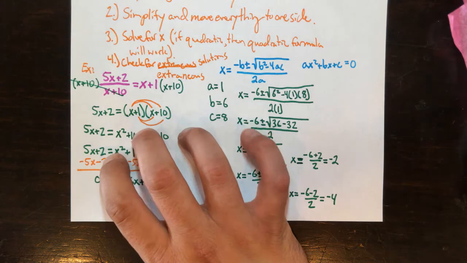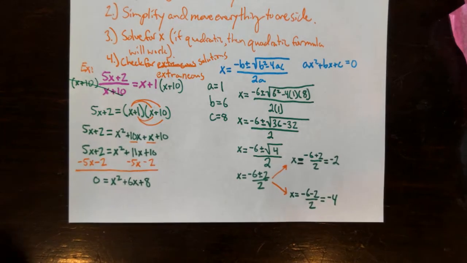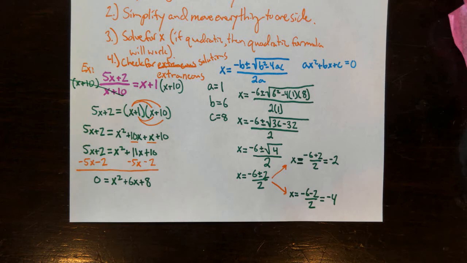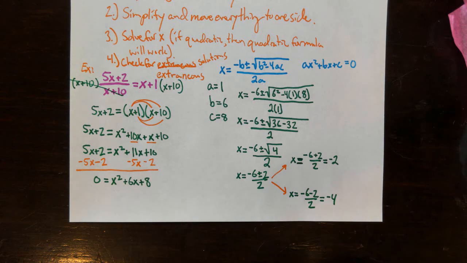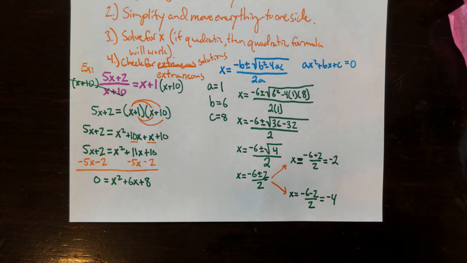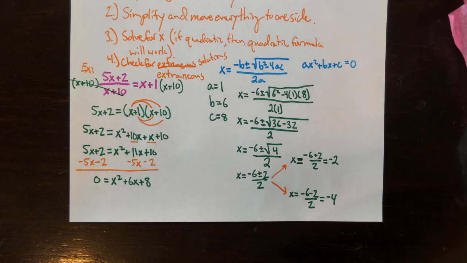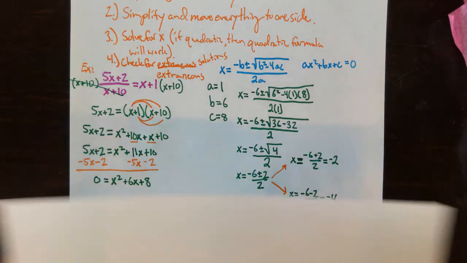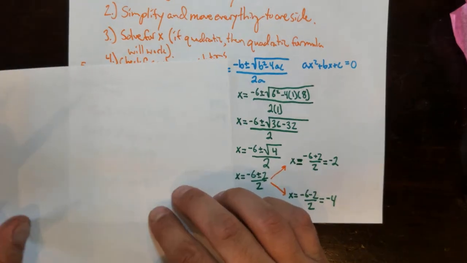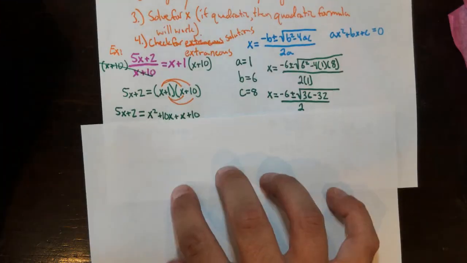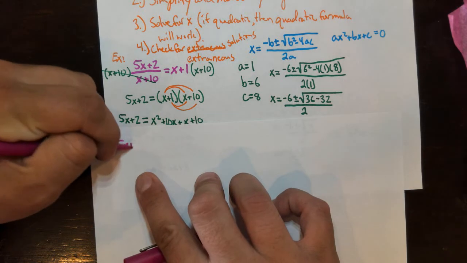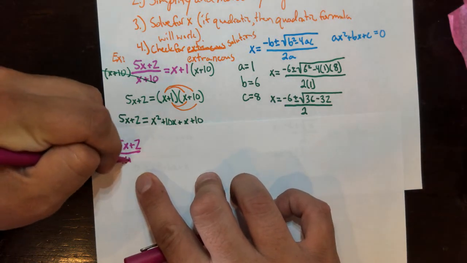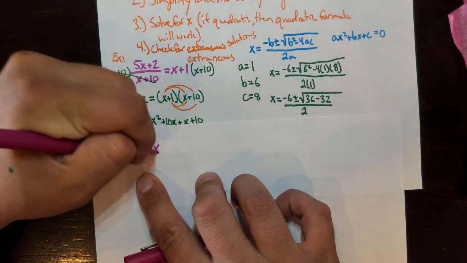And extraneous solutions, again, are solutions that, although we solve for them and get them, don't necessarily make the equation true. So how about we plug both of them in and see if we get an extraneous solution. Let's see here. I'm kind of running out of paper here. So our original function was 5x plus 2 over x plus 10 equals x plus 1.